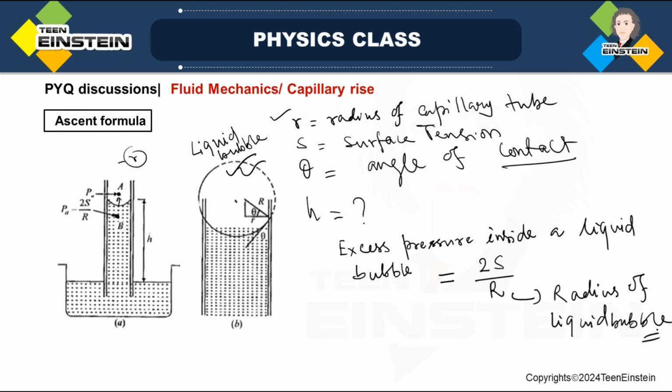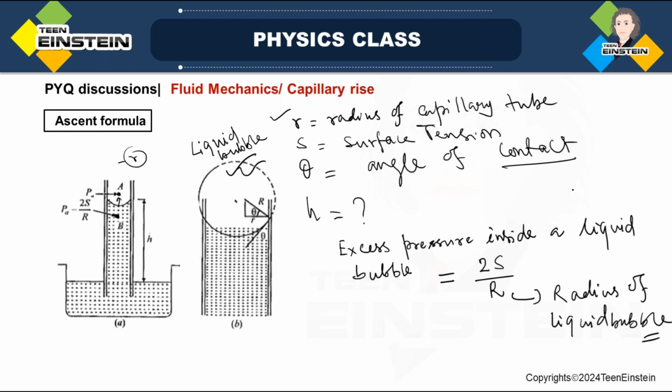Okay, radius of liquid bubble. If I know the radius of the liquid bubble, then we know the excess pressure inside the bubble, that is 2S by R, where S is the surface tension. In case of a soap bubble, it will be 4S by R. There will be two surfaces, two interfaces, with liquid and air.